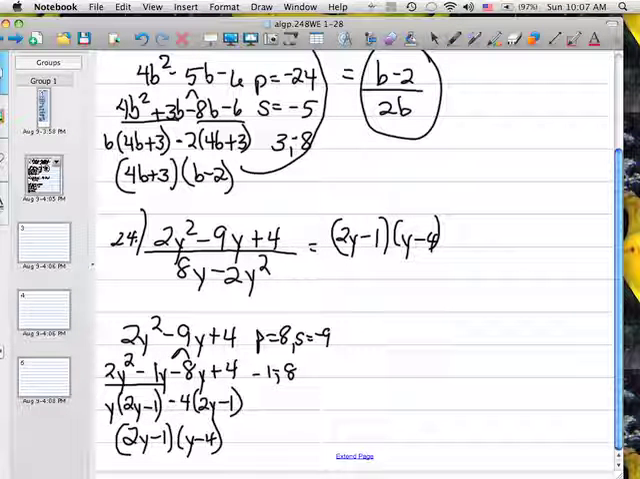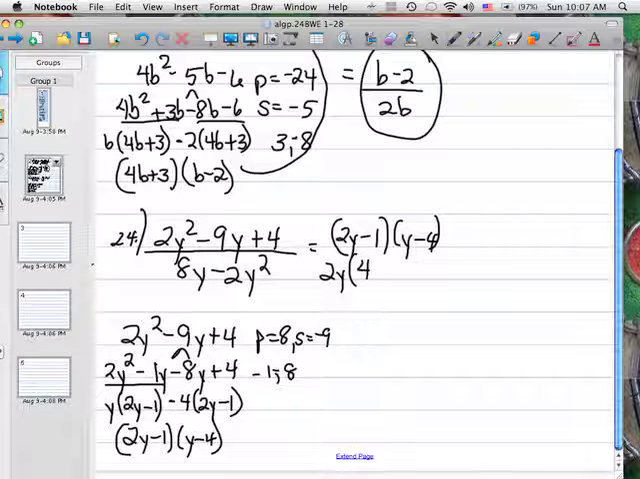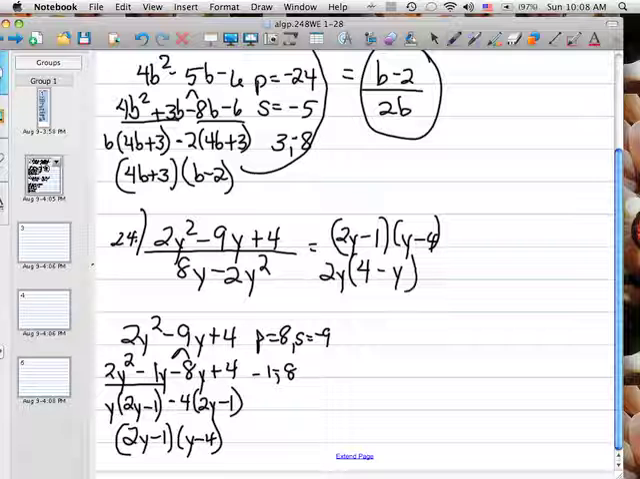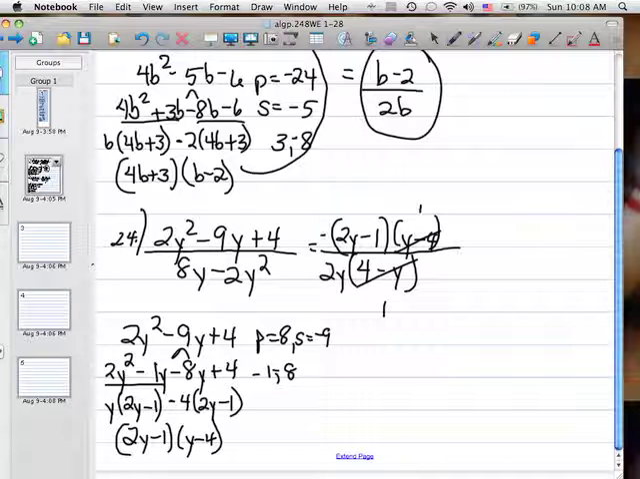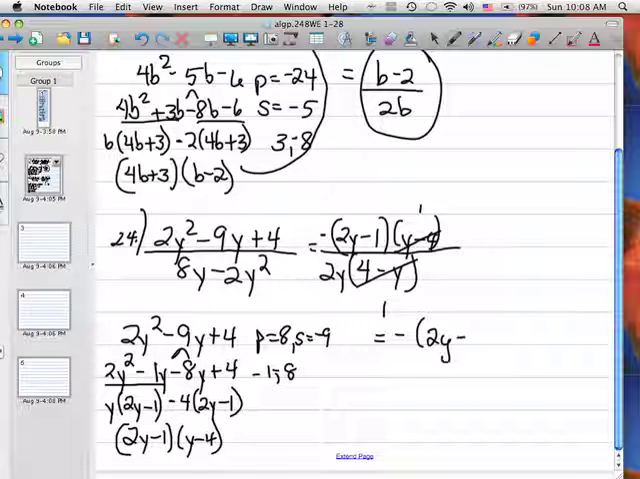The denominator, you could take out a 2 and a y. So that leaves you 4 minus y. And looking at our factors, the y minus 4 and the 4 minus y, they're opposites, so we could take those out and make that negative. So our answer is negative 1 times the quantity 2y minus 1 over 2y.